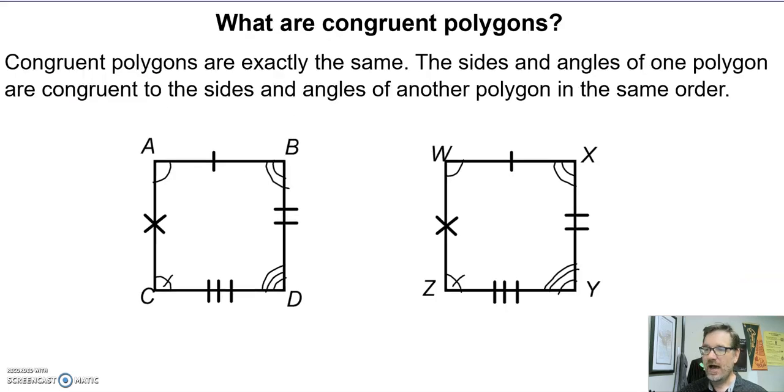Now, how do I know if polygons are congruent? Well, polygons are congruent if they are exactly the same. That means all the sides of one polygon are going to be congruent to all those sides on another polygon. All the angles of the left one are going to be congruent to the angles on the right one. Alrighty? So let's see. Are these two polygons as marked congruent?